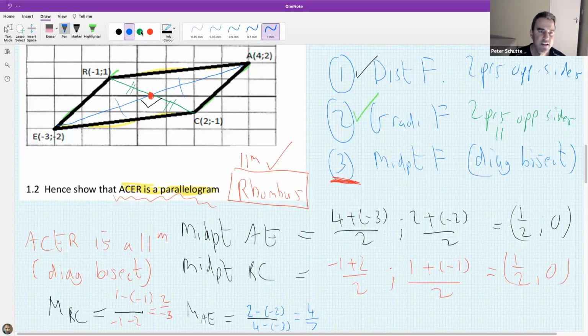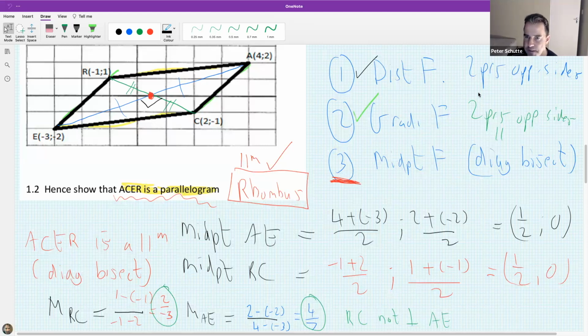So are these two lines perpendicular to each other? Okay. So RC is not perpendicular to AE, and so therefore it can't be a rhombus. Now, that's what I thought. The question didn't ask me to prove it's a rhombus, but I just wanted to show you the little bit of extra work we would need to do if the question did ask us to prove it's a rhombus. And I will have one like that after the break.